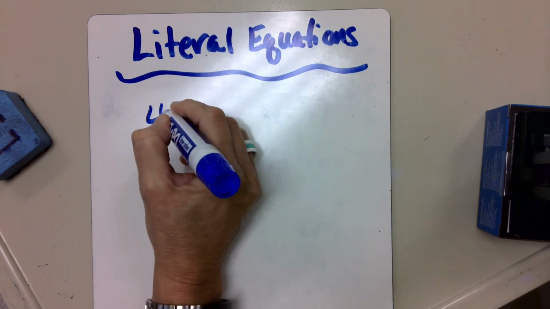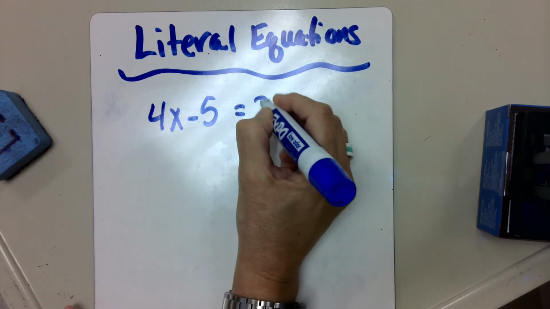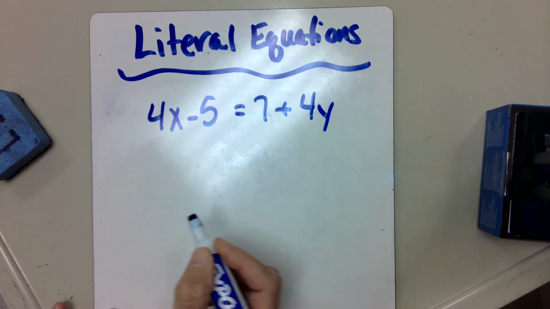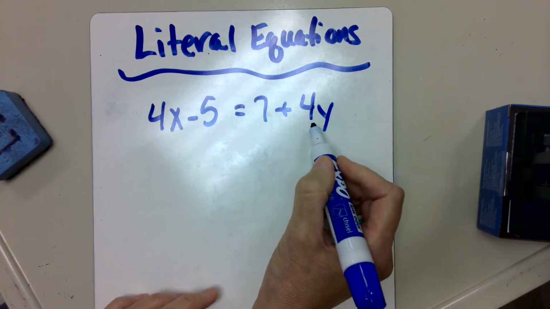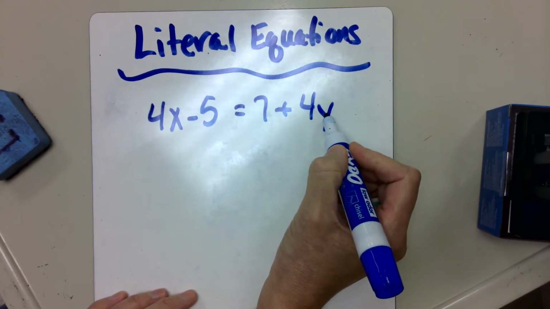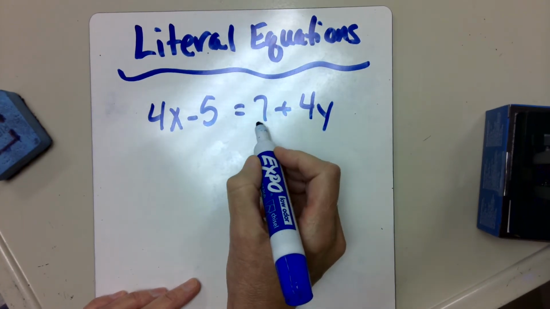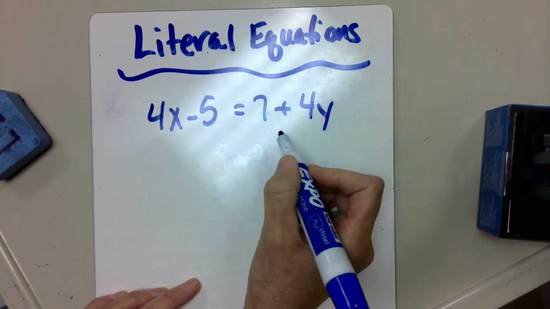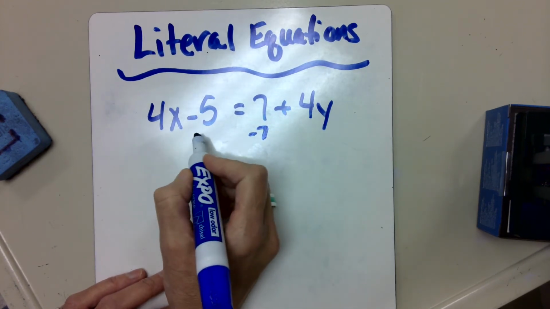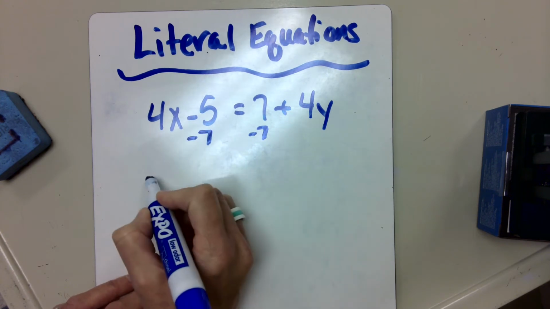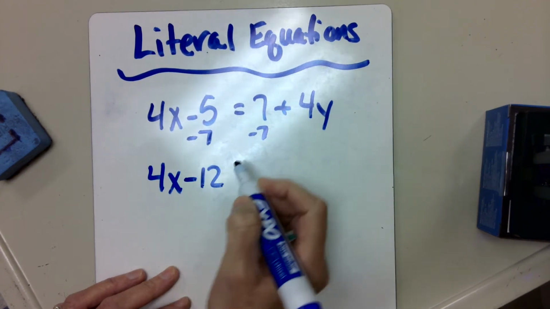What if you have something like this? 4x minus 5 equals 7 plus 4y, and they want you to solve for y again. So they want to get this y all by itself. So we know we're going to need to get rid of this 4, and we're going to need to get rid of this 7. Let's try the 7 first because the 4 is the coefficient. Save it for last. So we subtract 7, and the only thing over here that's like terms with the 7 is this minus 5. So we have 4x, negative 5 minus 7 is negative 12.